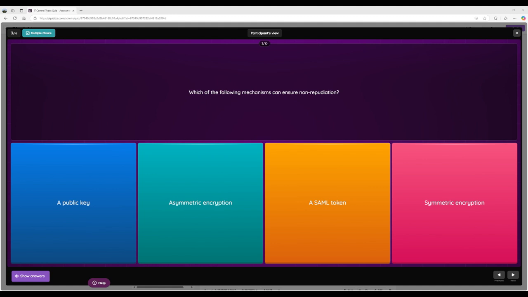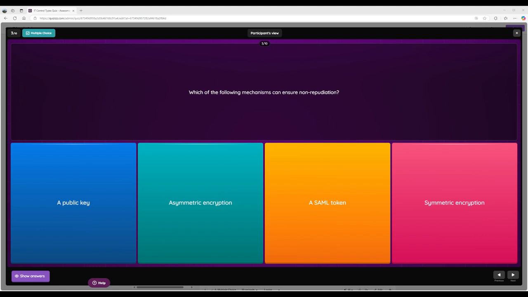Which of the following mechanisms can ensure non-repudiation? Non-repudiation is when you cannot deny that you performed an action. If you send me an email, you cannot deny that you were actually the person that sent that email. That is what non-repudiation is. So the choices we have are a public key, asymmetric encryption, a SAML token, and symmetric encryption.